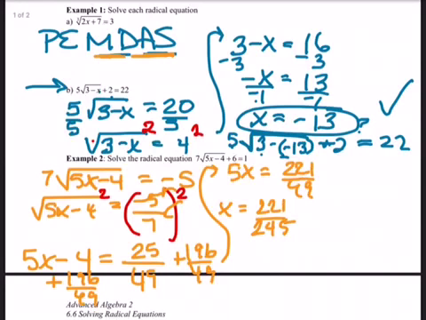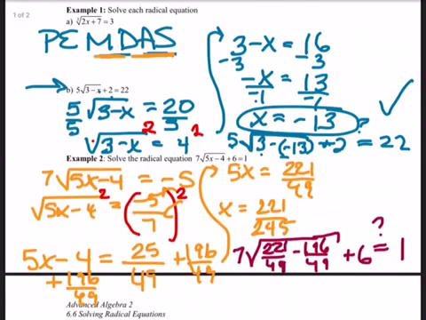okay, so let me change colors here again. When I plug this back in, I've got 7 times the square root of 221 over 49. Now it's supposed to be minus 4, but I'm going to make that a common denominator. Does that equal 1? 221 over 49 minus 196 over 49 is going to give me that 25 over 49 back.